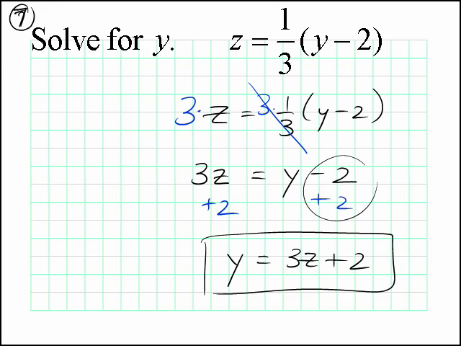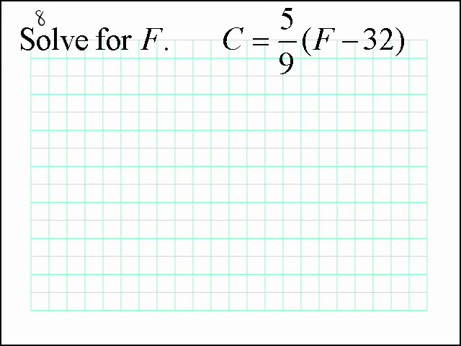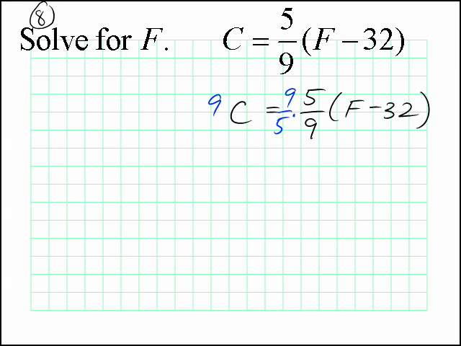Example number 8. Solve for f. This is a formula from, I guess, a science class. It converts Fahrenheit readings to Celsius, but we'd like to solve it for f, for Fahrenheit. Now, there's a couple ways to go about solving this for f. Here is one of them. I could get rid of the fraction entirely by multiplying both sides not by 9, but by 9/5. In other words, I'm multiplying both sides by the reciprocal of the fraction 5/9.